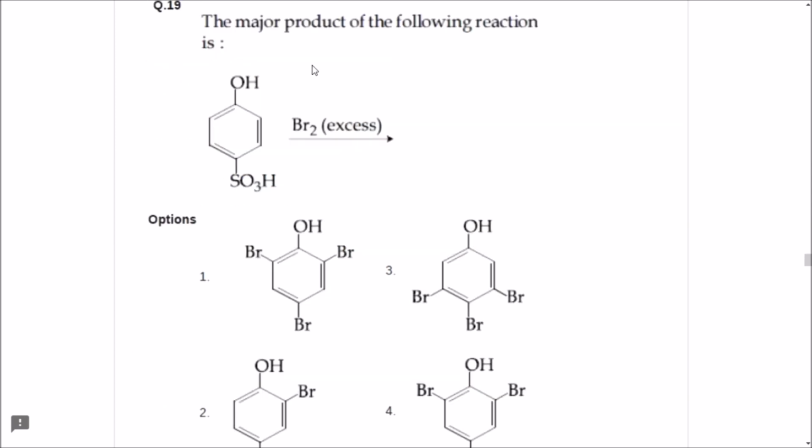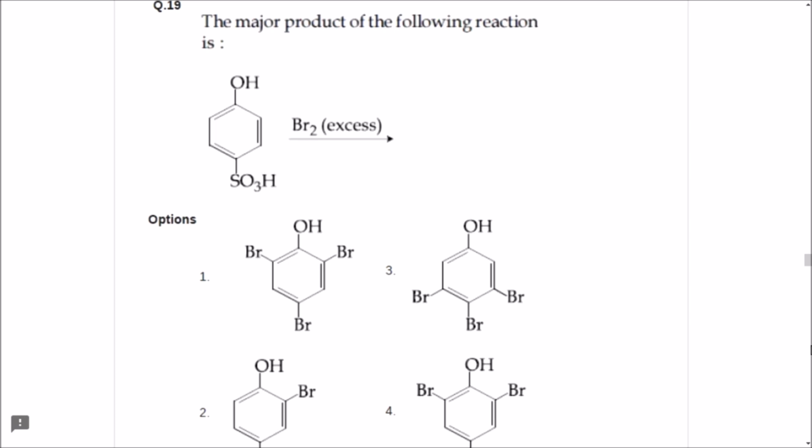Next, question number 19. The major product of the following reaction is, what is the reaction? Bromination using excess bromine. What is the starting material? Yes, there is a sulfonic acid group at the para position and this is a phenol group. If the molecule doesn't have this sulfonic acid, what is the product we are going to get? Simply, yes, tribromo: ortho dibromo, and para, tribromo. This is the compound we expect if there is no sulfonic acid, but it is showing sulfonic acid here.